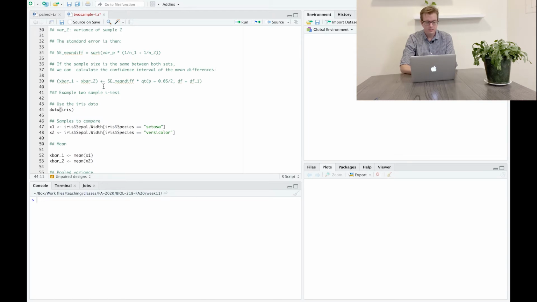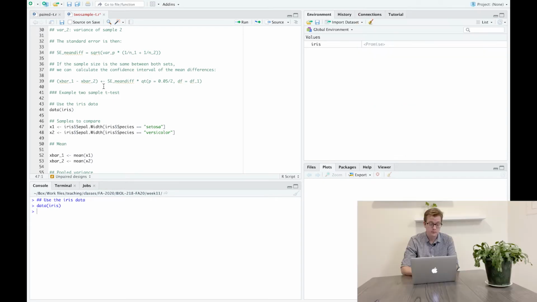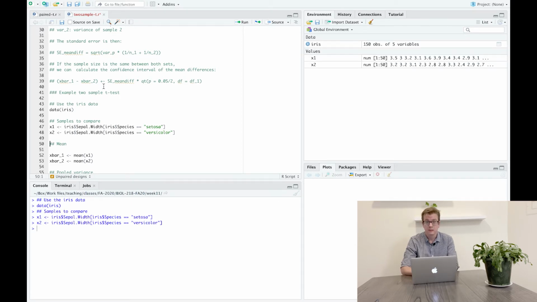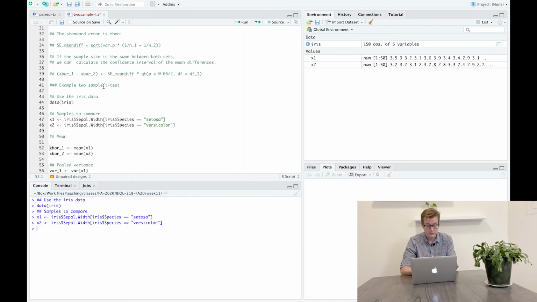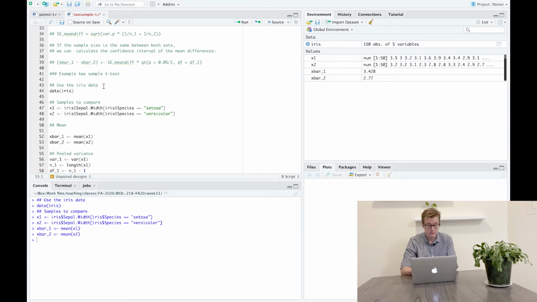So now we're going to do an example two-sample t-test, and we're going to use the iris data. And so what we're going to do is we're going to call the iris data. We are then going to compare, let's say, the sepal widths of iris setosa to the sepal widths of iris versicolor. And so here we just subset out those two sets of observations, which you've done in the past, and then we need to take the mean of both of those samples, so x bar 1 and x bar 2.